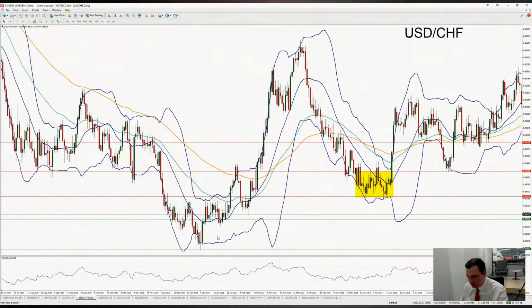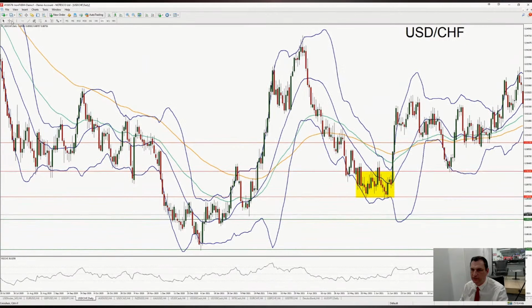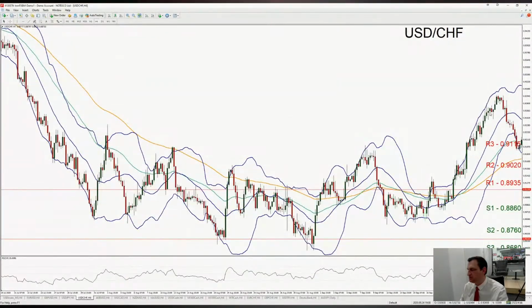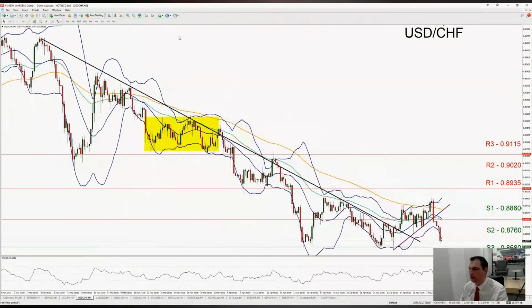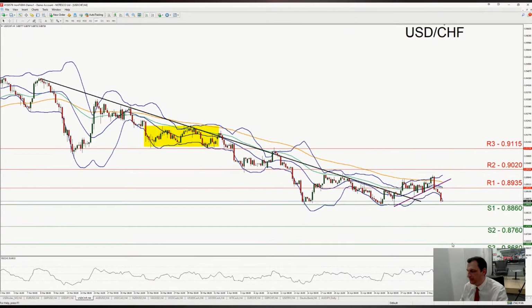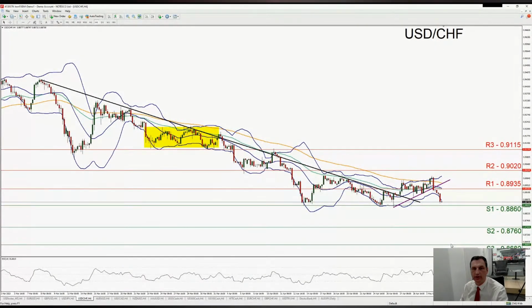And yeah, the S2 was last touched in December 2020. While for the S3, we have to go all the way back to 2015.